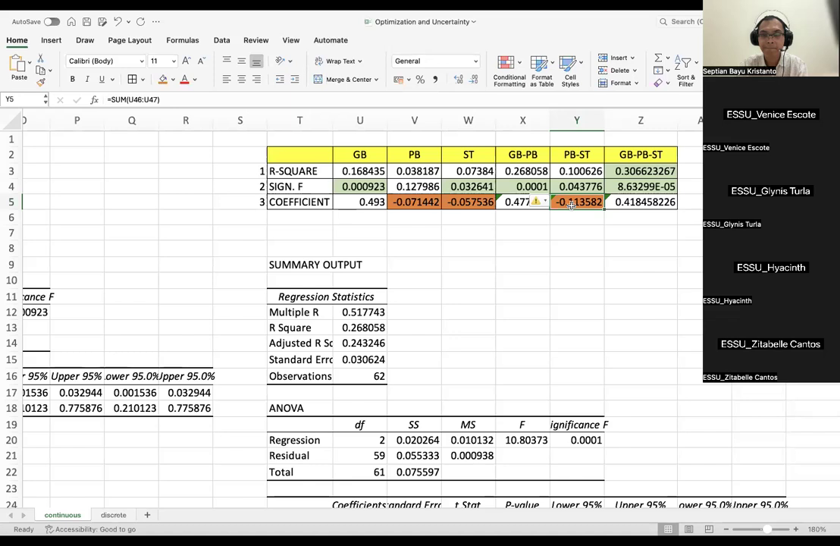Because, sir, it is not the best option for gaining a profit. Yeah, these are not the best options for the best profit. That's a good answer, Venice. Because we have a minus profit. If your profit is minus, it means you are in a deficit. You are in a loss.